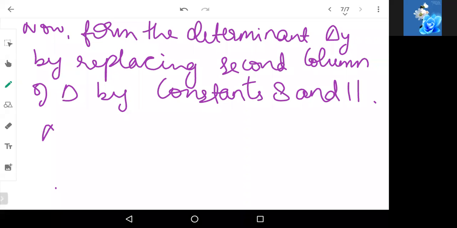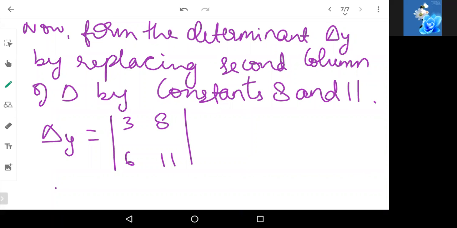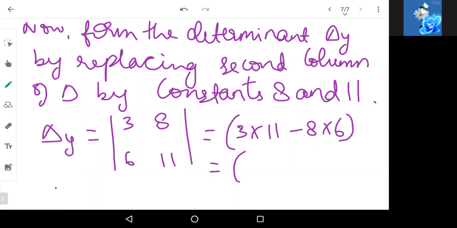So what is my delta y? Delta y is equal to the first column 3 and 6 will remain and the second column will become 8 and 11. Now solve this. Cross multiply. 3 into 11 minus 8 into 6. So 3 into 11 is 33 minus 8 into 6 is 48. So how much do I get? I again get minus 15. So this is delta y.